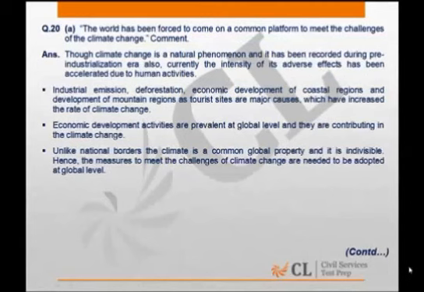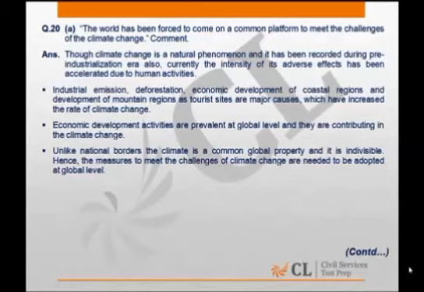Question 20 again from geography. What geography? Especially physical geography. The world has been forced to come on a common platform to meet the challenges of climate change. Comment. Again a very subjective question.